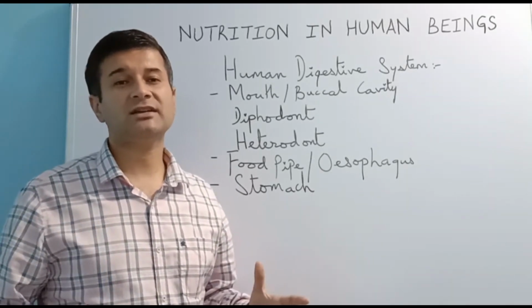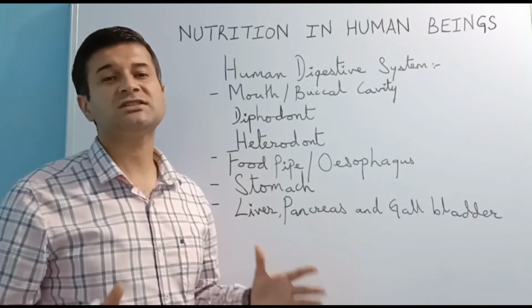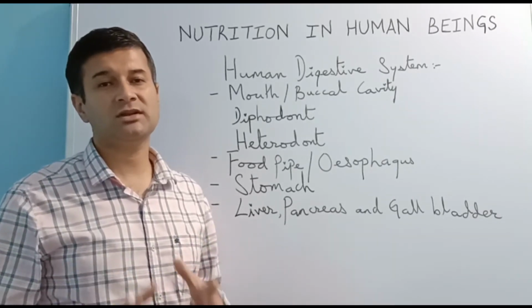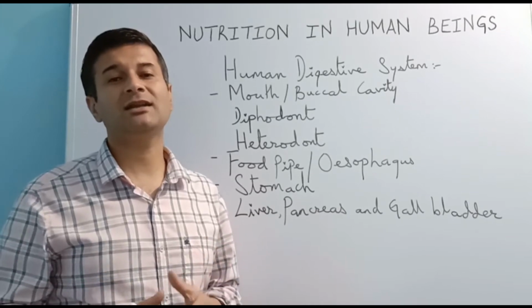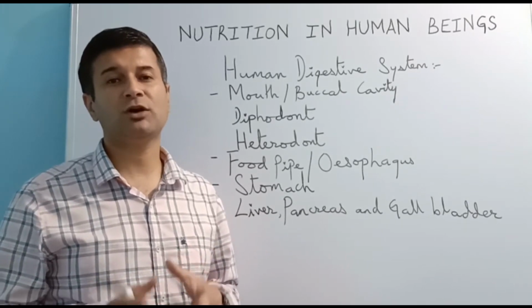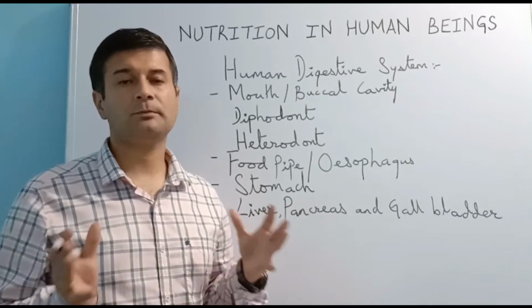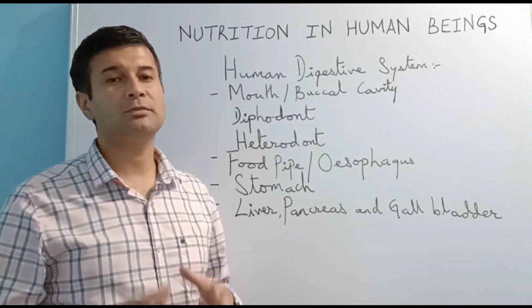Liver, pancreas and gallbladder. The liver is the reddish brown gland which is situated in the upper part of the abdomen on the right side. It is the largest gland in the body. The liver secretes bile which is stored in the gallbladder. The bile duct releases bile from the gallbladder to the small intestine. The pancreas is a large cream-colored gland which is present below the stomach.